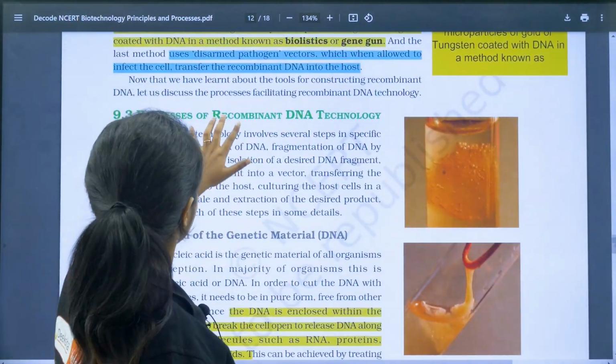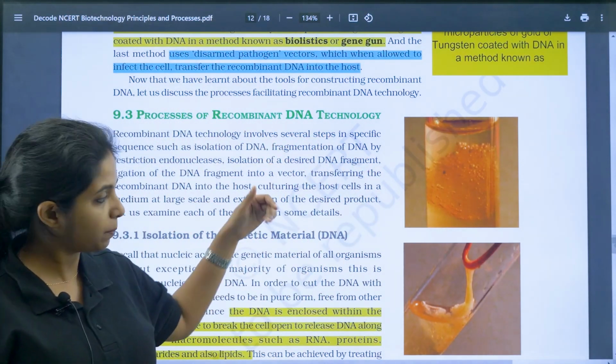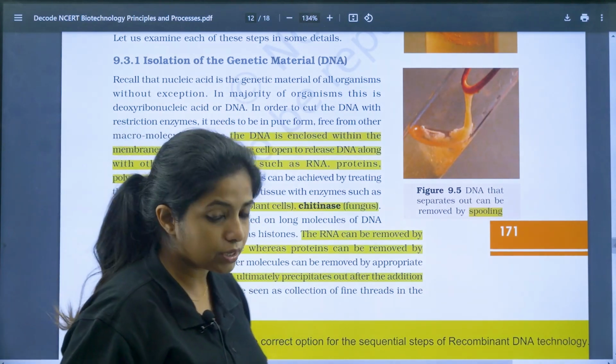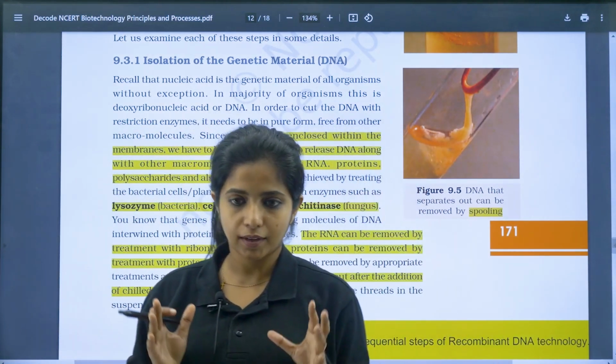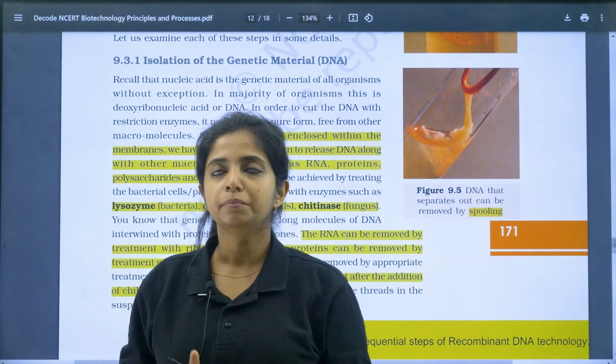Okay, wait. So this is the process of recombinant DNA technology. Then we will come back to that particular page. This is page number 171, my dear children. So the first thing that you need to do is isolate the DNA. Obviously, if you want to put some DNA somewhere else, you need to isolate it.